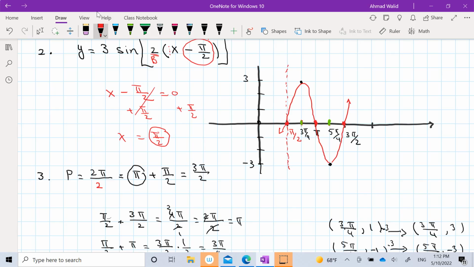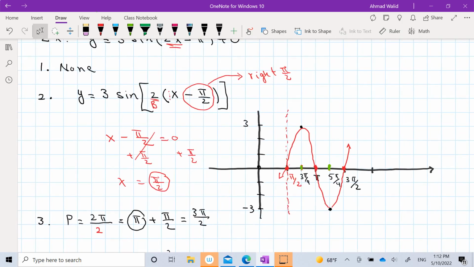This is how you graph the phase shift. It's not that difficult. The procedure is you have to first change the coefficient of x to 1. It means factor the number. Then find your period. After you find your period, add the phase in it. Then find the key points. And after that, mark your zeros. Change your key points to actual ones and graph.